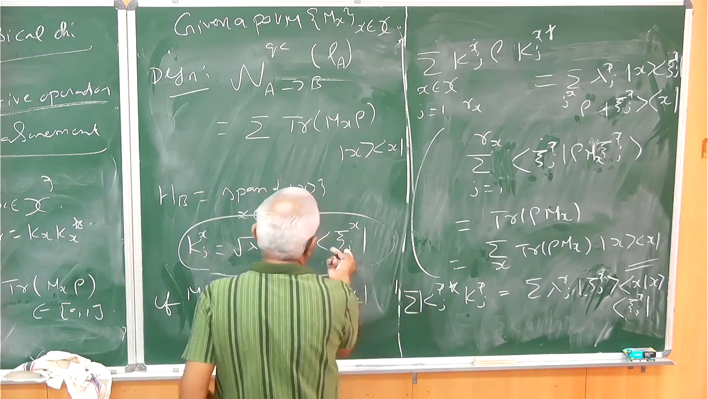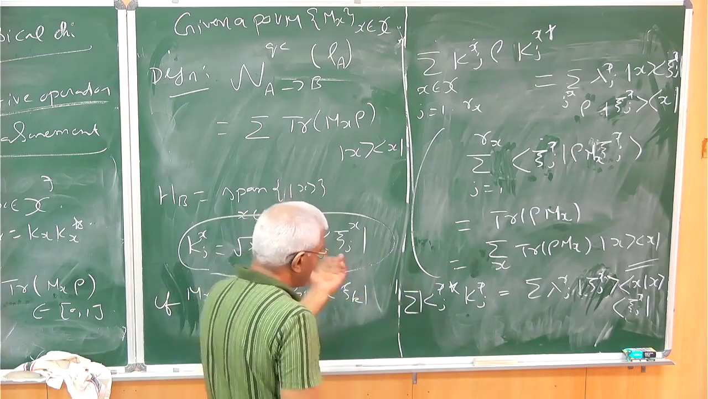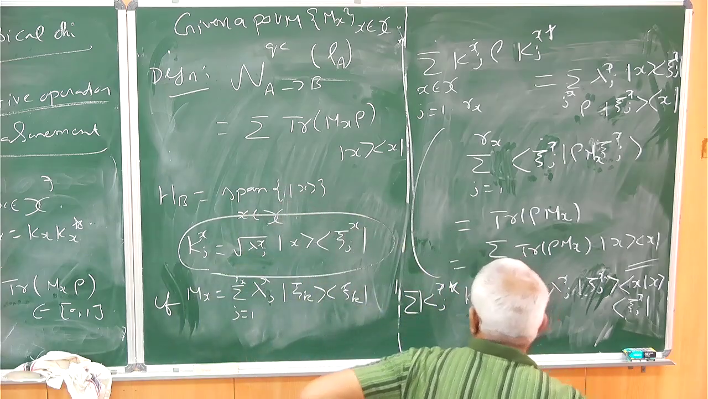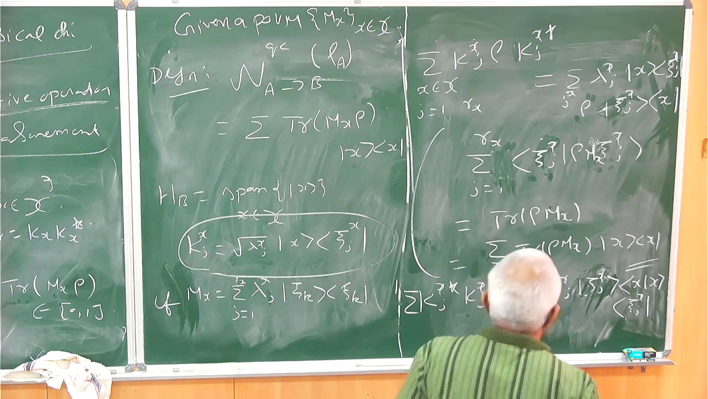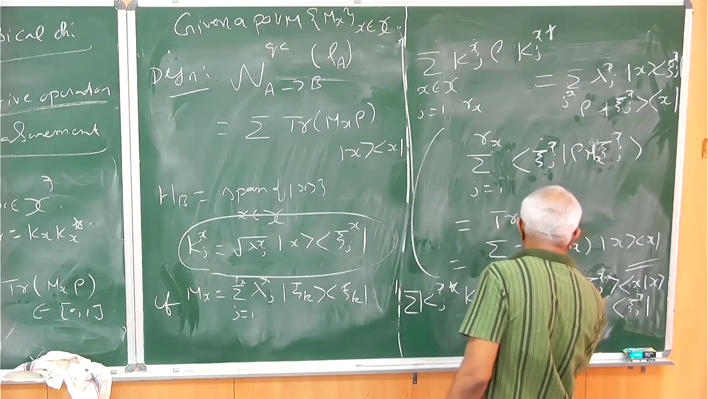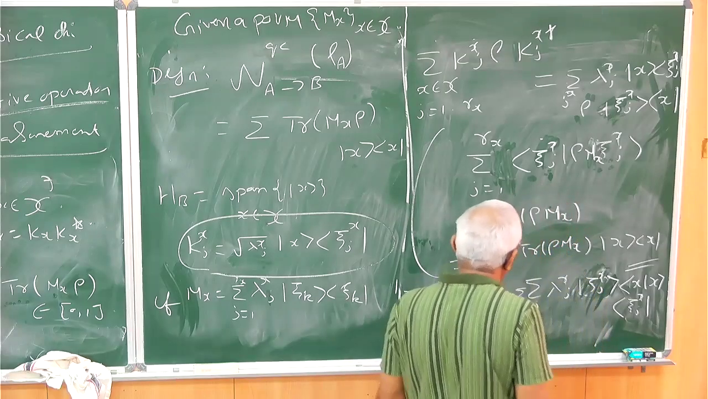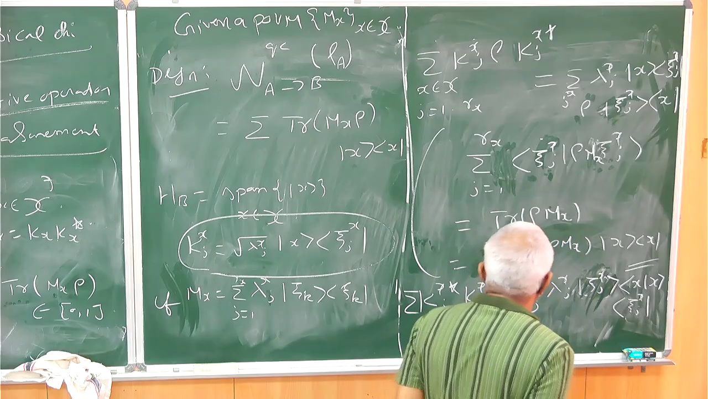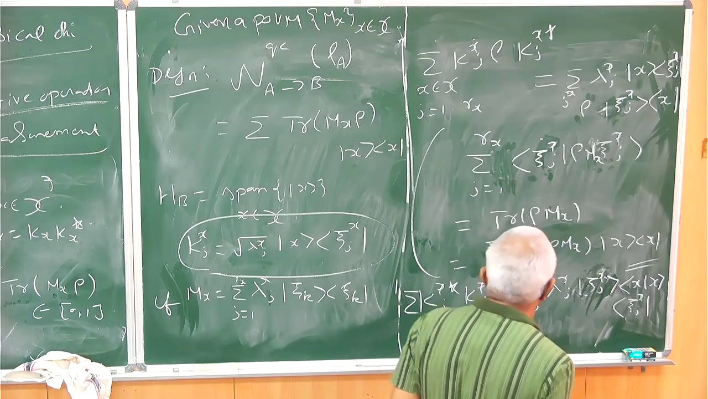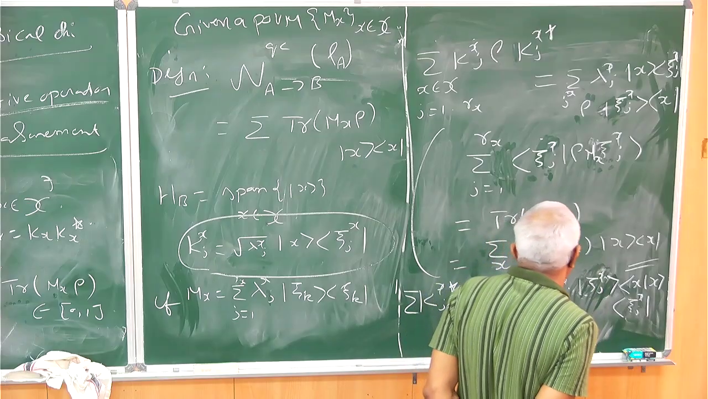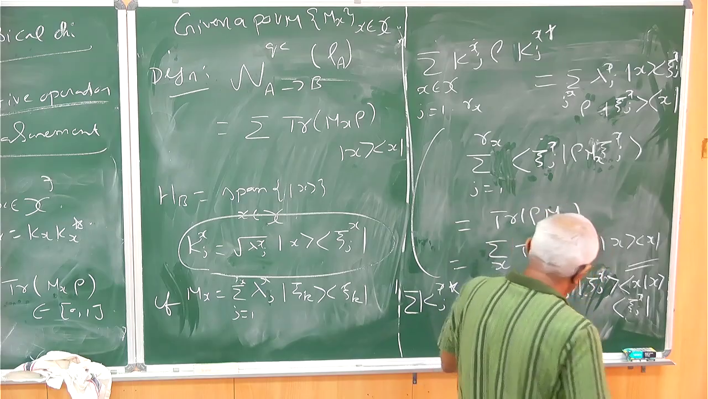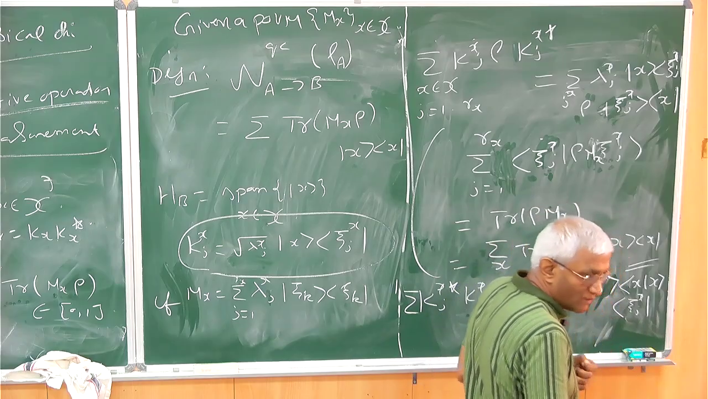Kx star is going to be xi x flipped this way, and the x xi xj. So the summation over j is inside, the summation over x is outside. So you have to sum over j first. Sum over j first, you will get mx. Summation mx is 1. It's because of that. You will get mx.